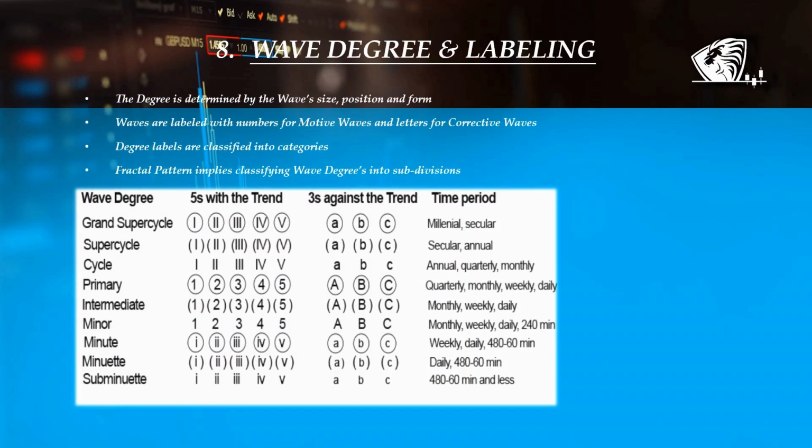A wave's degree is determined by its size and position, but also by its form. That is why Elliott decided to classify each specific swing with numbers and letters. By using the labels shown in the picture, an analyst is capable of identifying precisely the position of a wave in the overall progression of the market. Due to the fractal pattern, cycle waves subdivide into primary waves that subdivide into intermediate waves that in turn subdivide into minor waves and so forth.